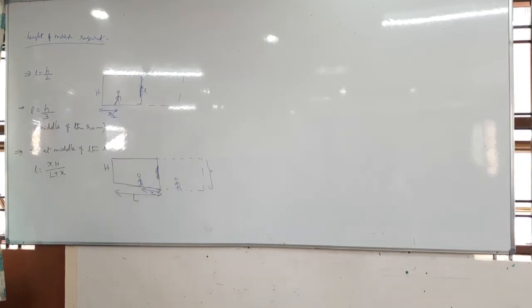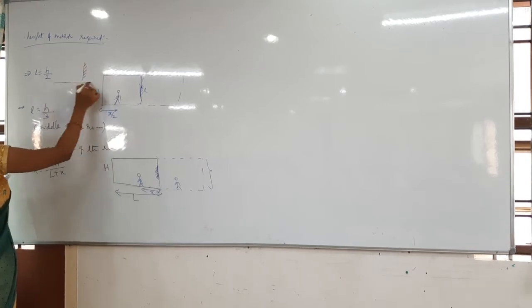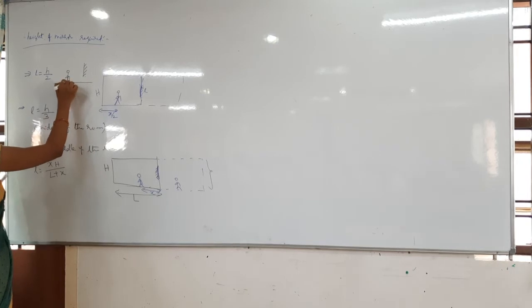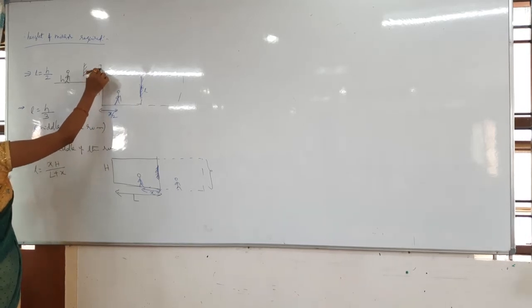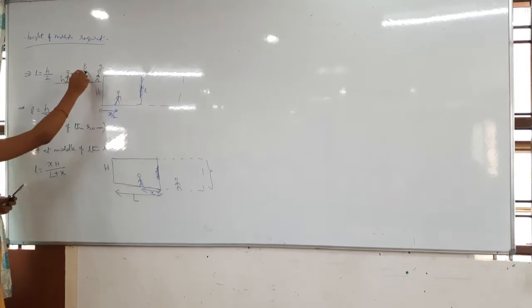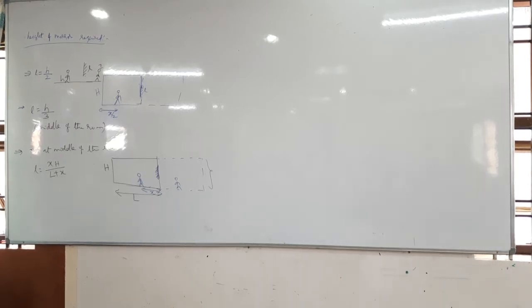To see the full image of the person, the minimum length of the mirror required is l = h/2. Small l, you have to write small l. l is the length of the mirror, and h is the height of the person.